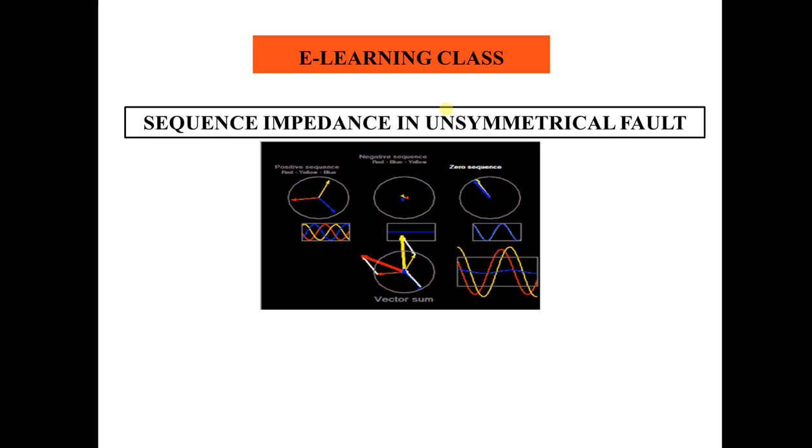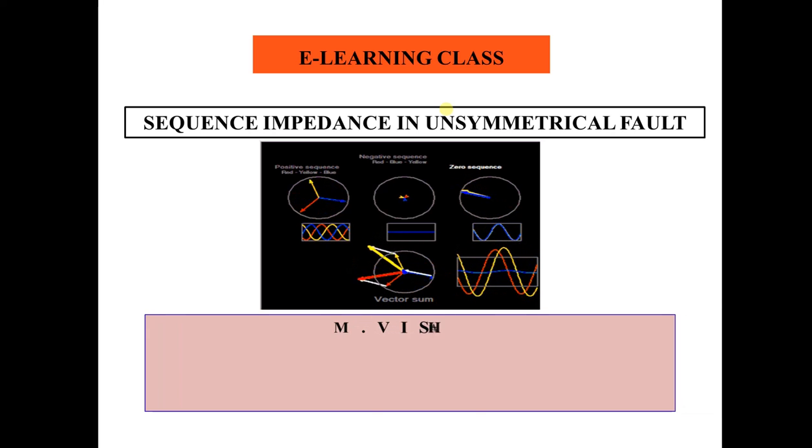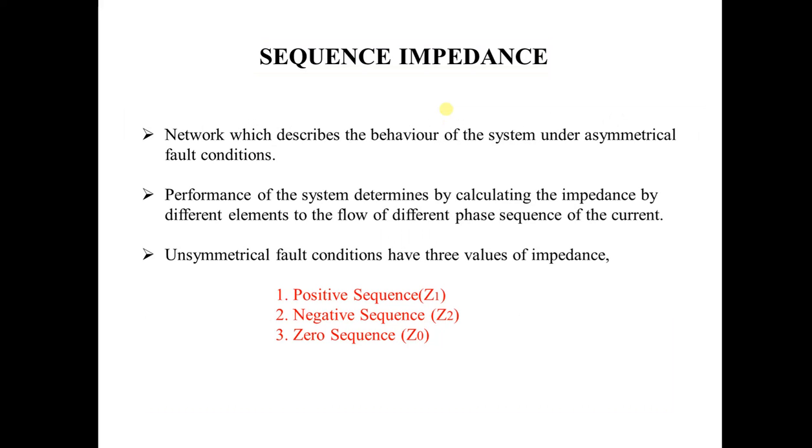Welcome to e-learning class, and today's lecture is about sequence impedance in unsymmetrical fault. There are different sequence impedances, so let me see them one by one. First, sequence impedance describes the behavior of the system under unsymmetrical fault condition, by calculating the impedance offered by different elements to the flow of different phase currents.